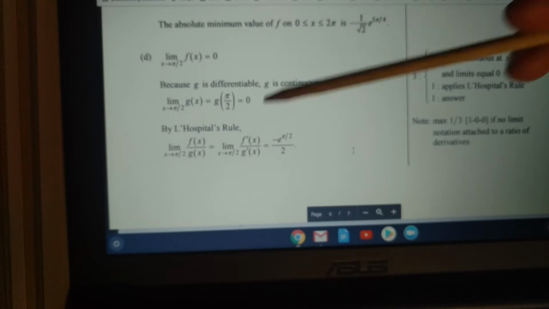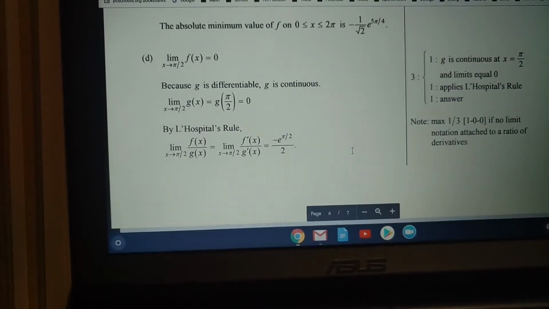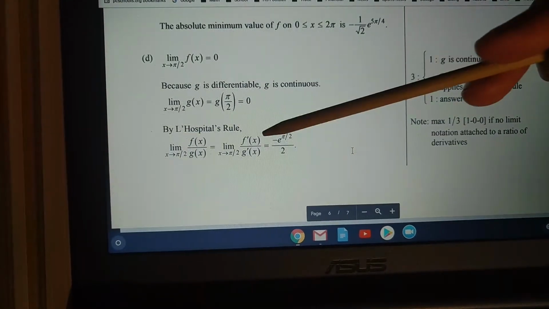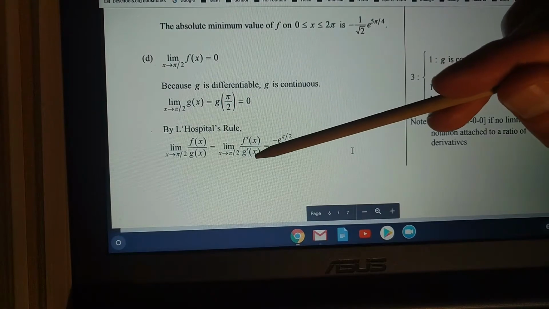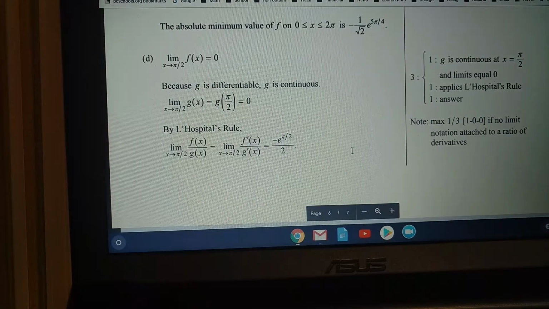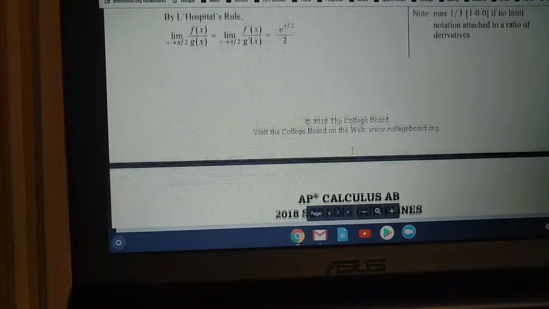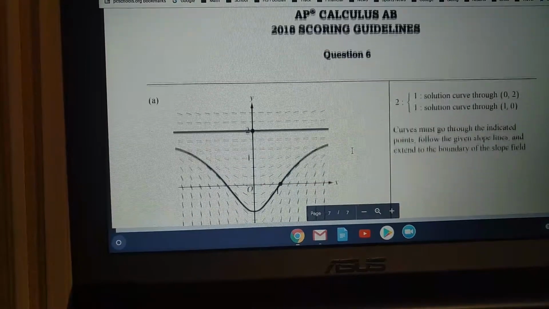So just saying using L'Hopital's rule is not enough. You actually must demonstrate that you take the derivative of the top and the derivative of the bottom. And notice here, if you don't use limit notation at all, the maximum you can get is 1 out of 3. Okay, score that out of 9, and let's go on to number 6.